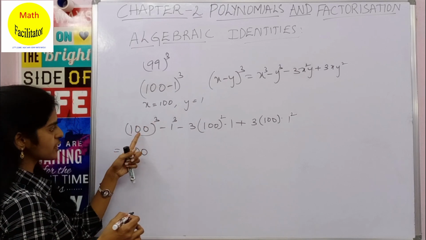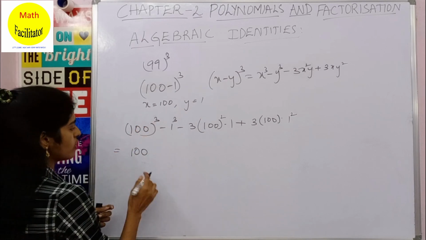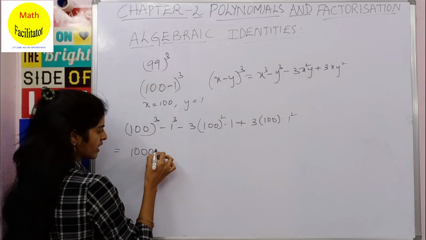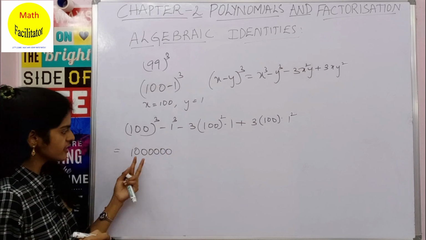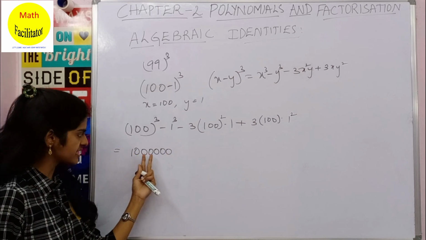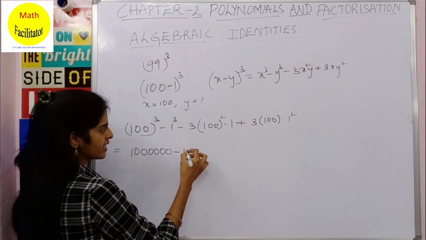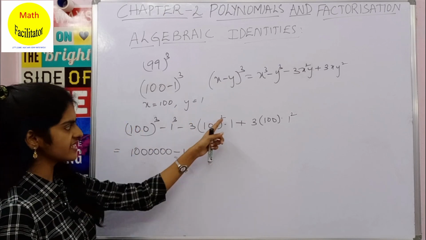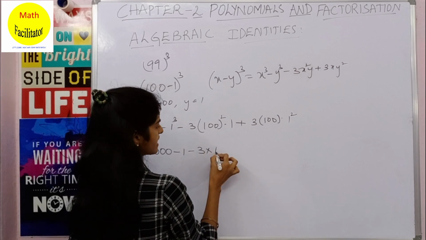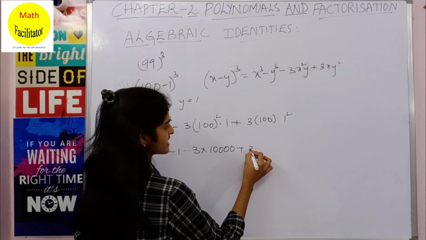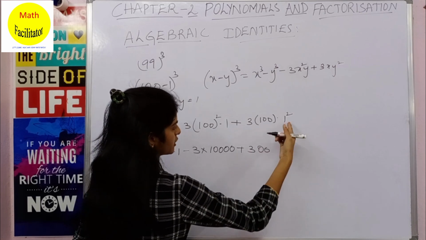So 100 cube means you will multiply 100 three times. So how many zeros will you get? 2 zeros will be repeated 3 times. So 1, 2, 1, 2. So 2 zeros are repeated 3 times: first time, second time, third time. Simple multiplication. Minus 1 cube is 1, minus 3 into 100 square, which is 2 zeros repeated 2 times, so 10,000, plus 3 into 100 is 300 into 1 is 300.